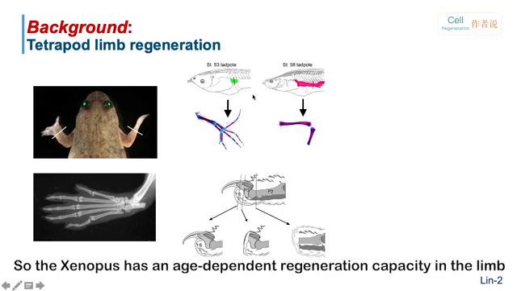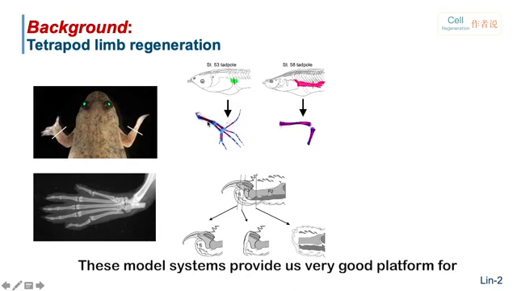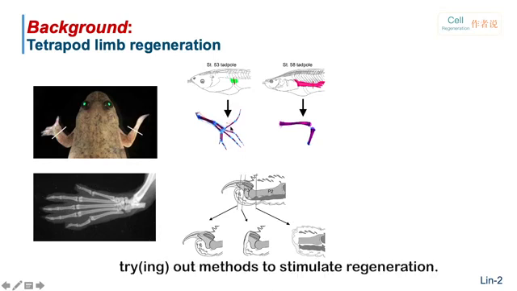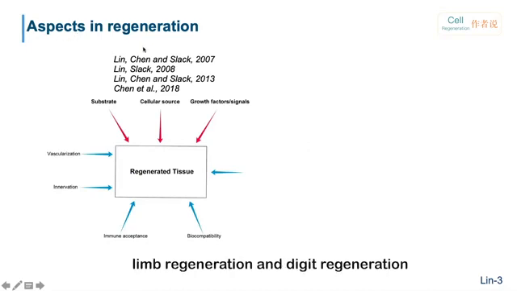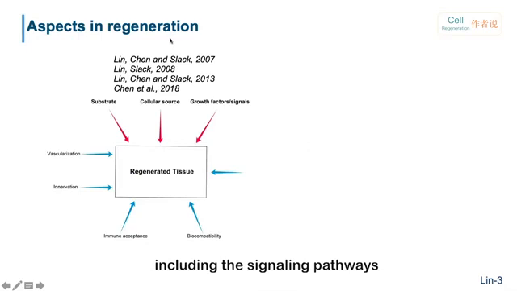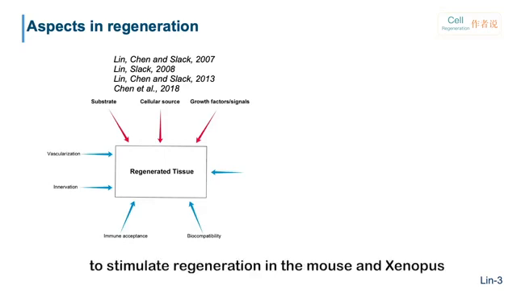So the Xenopus has an age-dependent regeneration capacity in the limb, and the mouse has a level-dependent regeneration phenomenon in the digit. These model systems provide us a very good platform to try out methods to stimulate regeneration. In the last couple of years, we have looked at various aspects of limb regeneration and digital regeneration, including the signaling pathways and the possibility of using progenitor cell transplantation together with growth factor treatment to stimulate regeneration in the mouse and Xenopus.